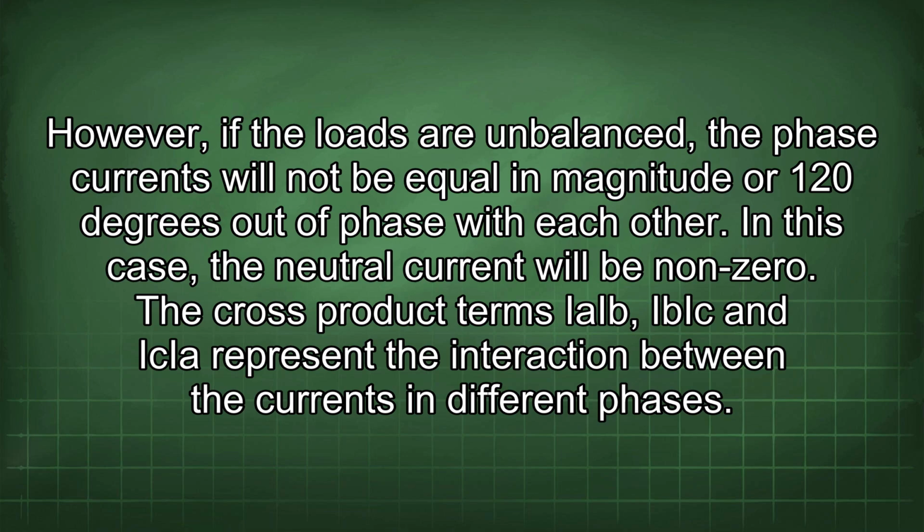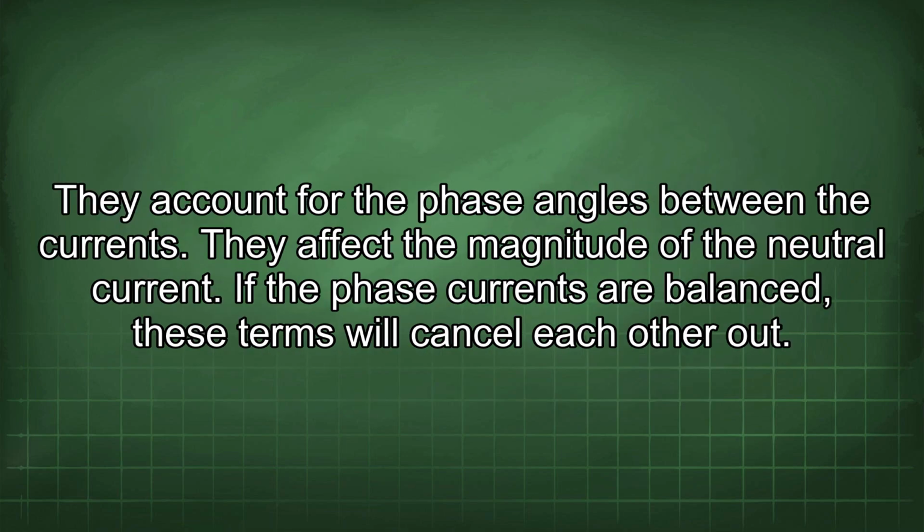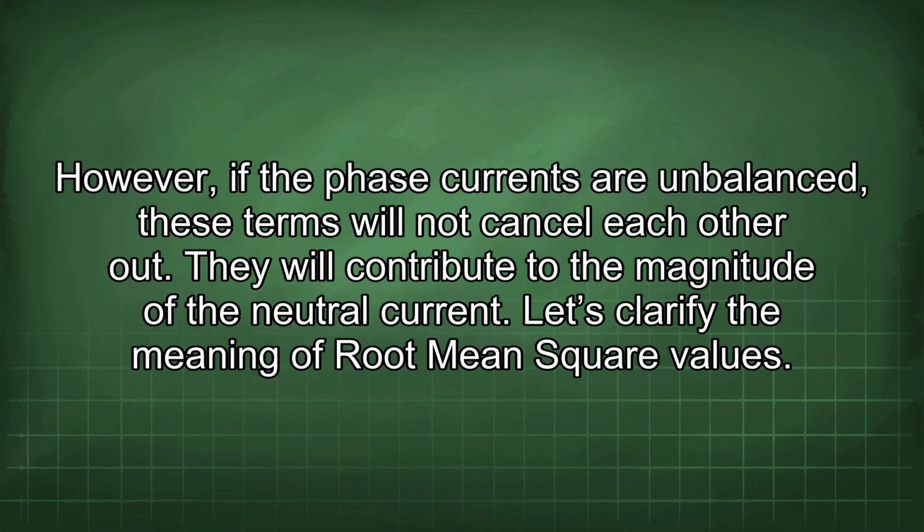The cross-product terms I_A·I_B, I_B·I_C, and I_C·I_A represent the interaction between the currents in different phases. They account for the phase angles between the currents. They affect the magnitude of the neutral current. If the phase currents are balanced, these terms will cancel each other out. However, if the phase currents are unbalanced, these terms will not cancel each other out. They will contribute to the magnitude of the neutral current.